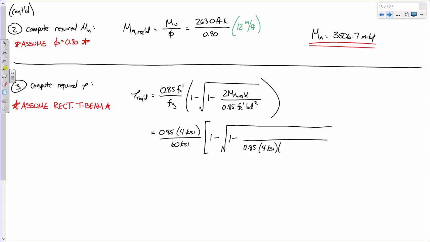You're assuming it's a rectangular beam that's 60 inches wide. All right, and what was d? 18 inches. Don't forget to square that. 2 times 3506.7 inch-kips. Remember, rho values are tiny, so let's do like 5 decimal places. I'm going to tell you 0 point something.